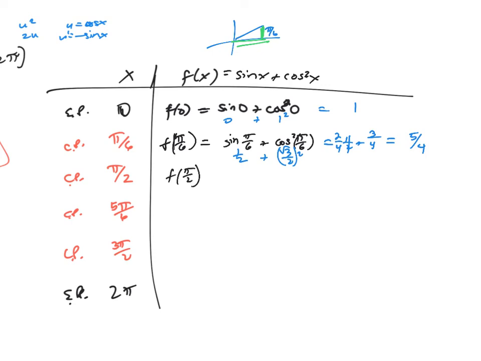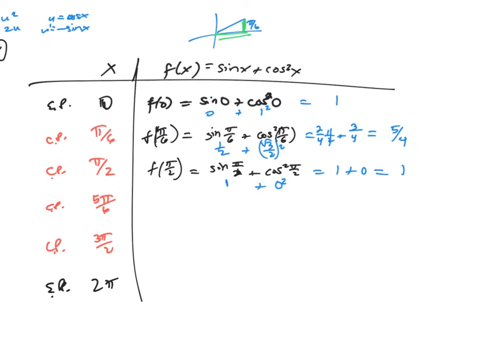This is fun! F of pi over 2. Sine of pi over 2 plus cosine squared of pi over 2. Sine of pi over 2 is my y value at pi over 2. That's 1. That's my height. Cosine of pi over 2 is 0 squared. 1 plus 0 equals 1. Okay, pause the video, calculate the rest of them, and we will pick back up in just a second.